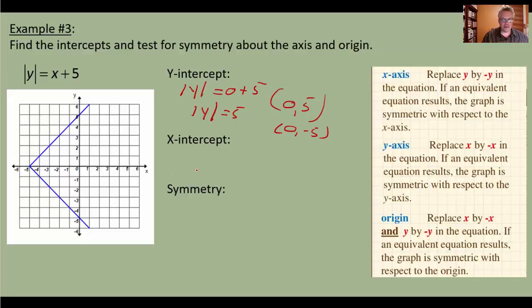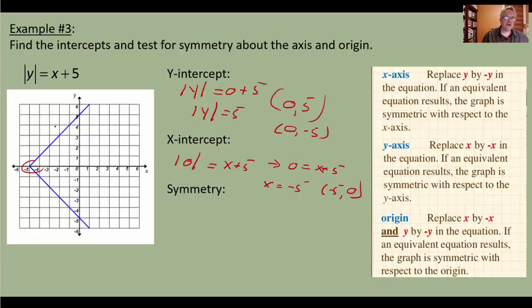The x-intercept, we get that by setting y equal to 0. So the absolute value of 0 equals x plus 5, or 0 equals x plus 5, or x equals negative 5. So we get negative 5, comma 0, which is right there.